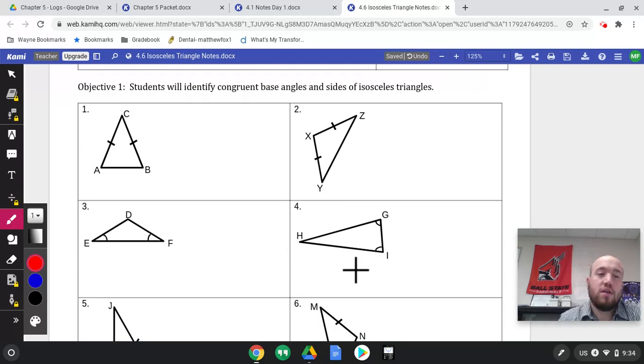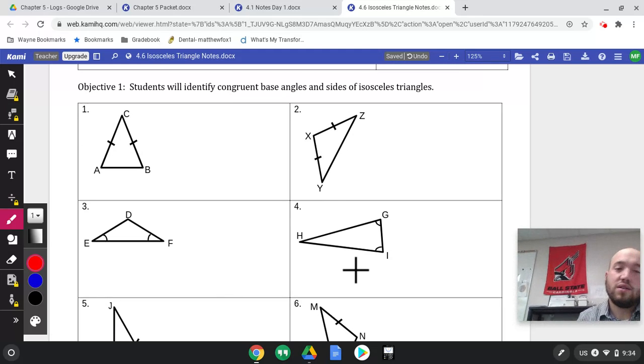So down here, it's up to you if you draw these or not, but if we look here, A, B, or C, hopefully you can tell that of these, angle A and angle B would have to be the same because they are opposite the congruent sides. On our next one, it would be angle Y and angle Z. Now in number 3, E and F are marked, so we go opposite to segment DF or segment DE. Okay. Likewise, segment HG is the same as HI.